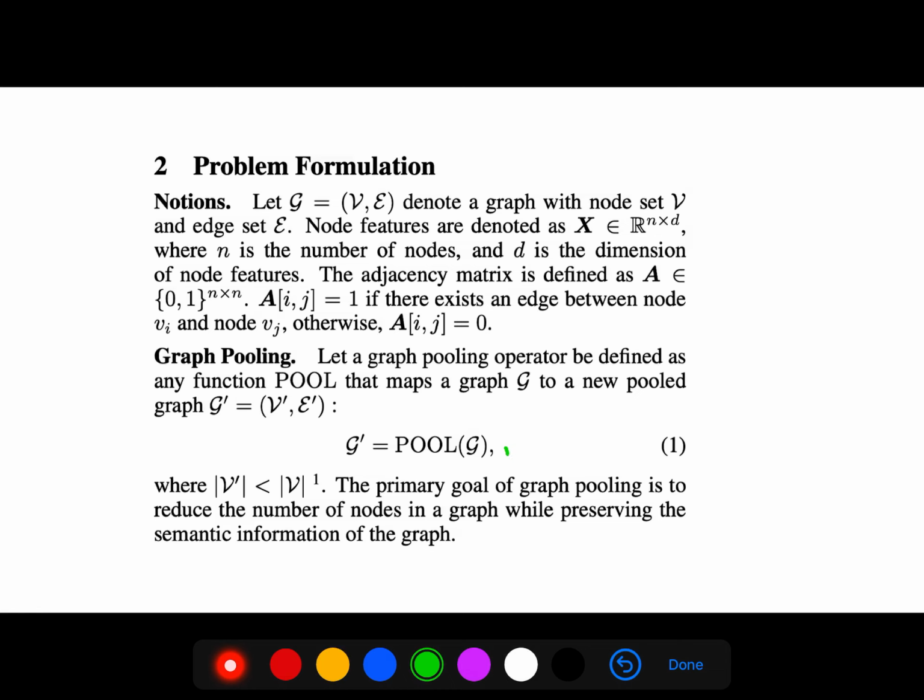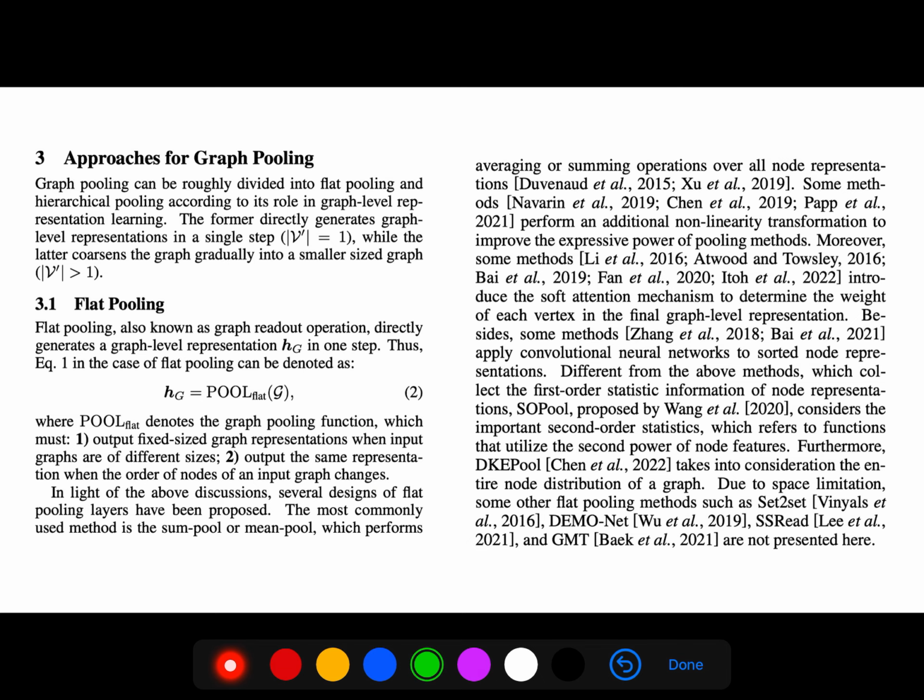So what we need is a coarsened graph from the original graph G. We provide a coarsened graph so that it has better structural, topological representation. Flat pooling, also known as graph readout operation, directly generates a graph-level representation in one step. It outputs a fixed-size graph representation when input graphs are different sizes. This is not good. It should output the same representation when the order of nodes in the input graph changes.